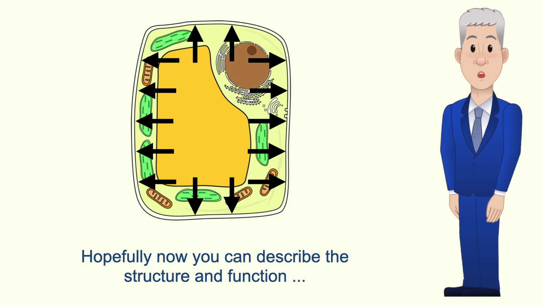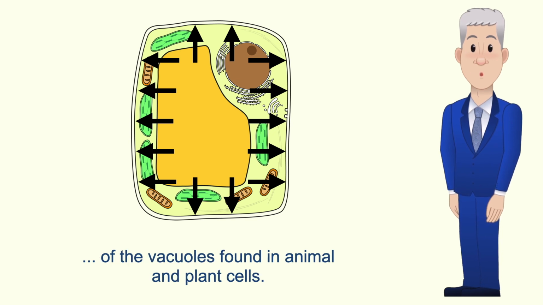Okay, so hopefully now you can describe the structure and function of the vacuoles found in animal and plant cells.